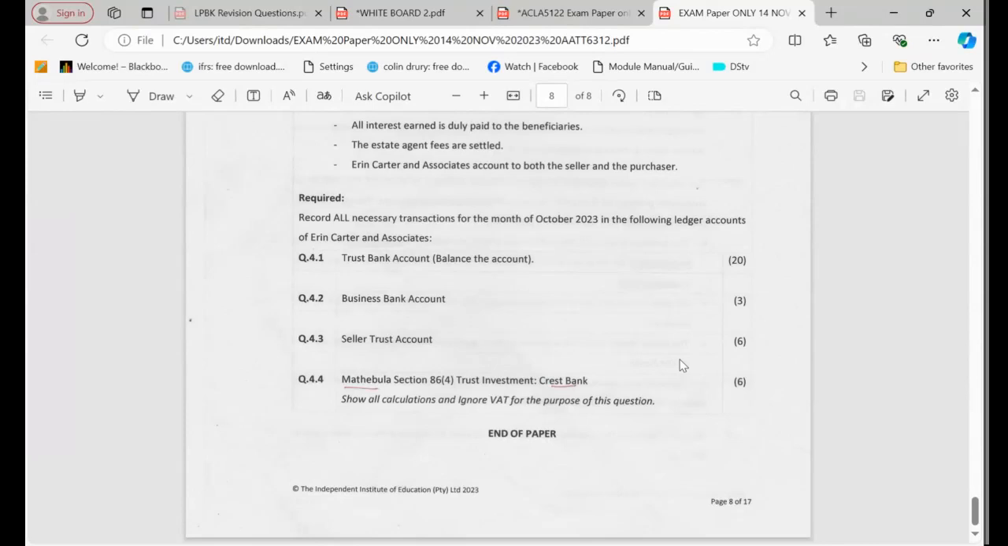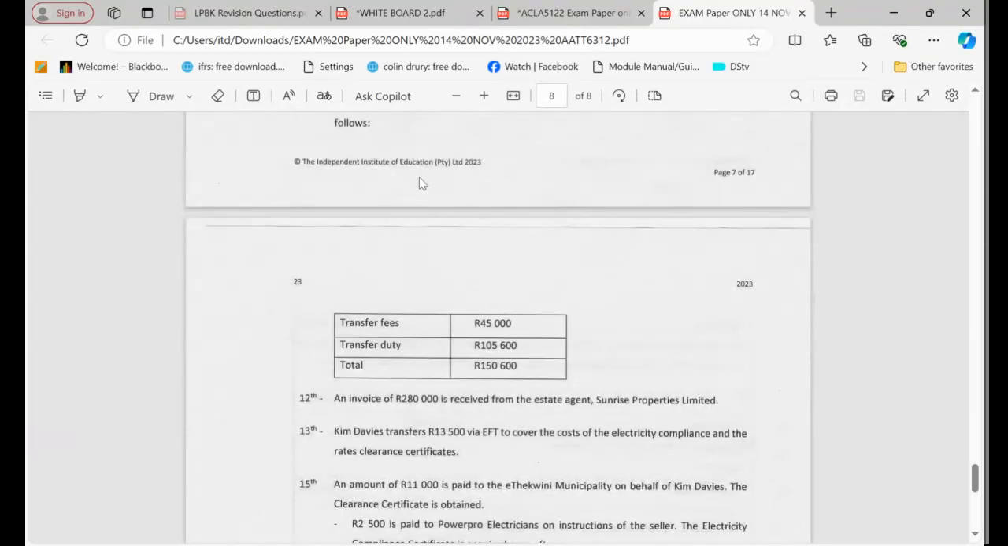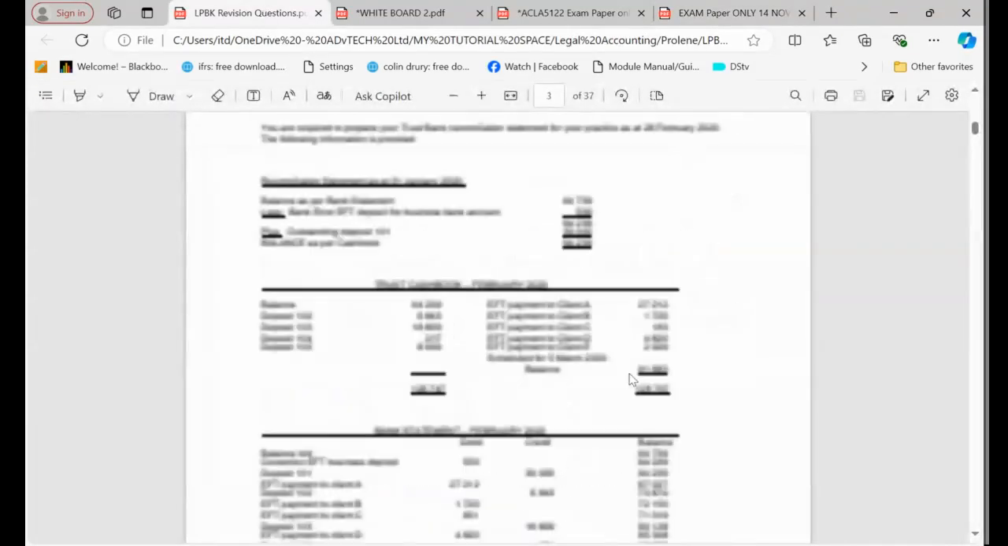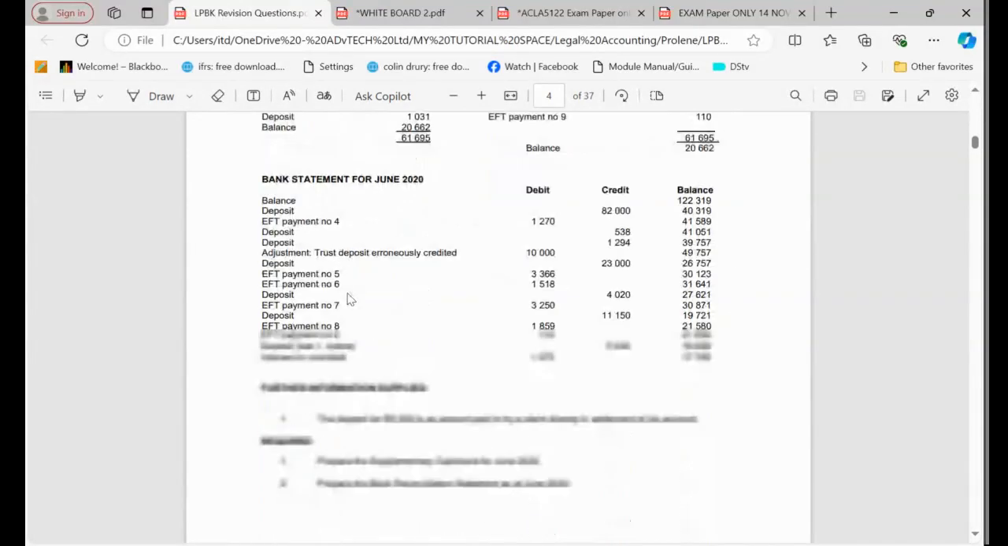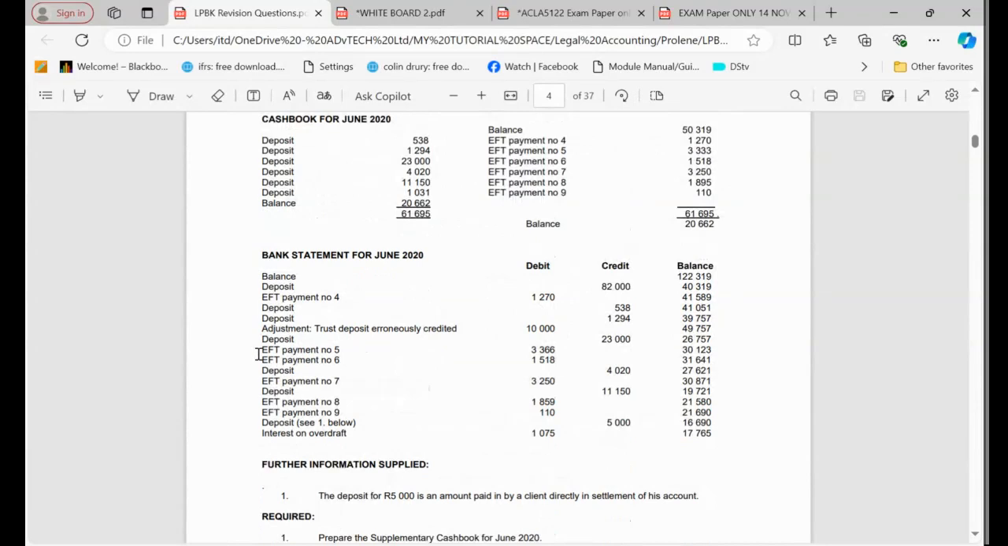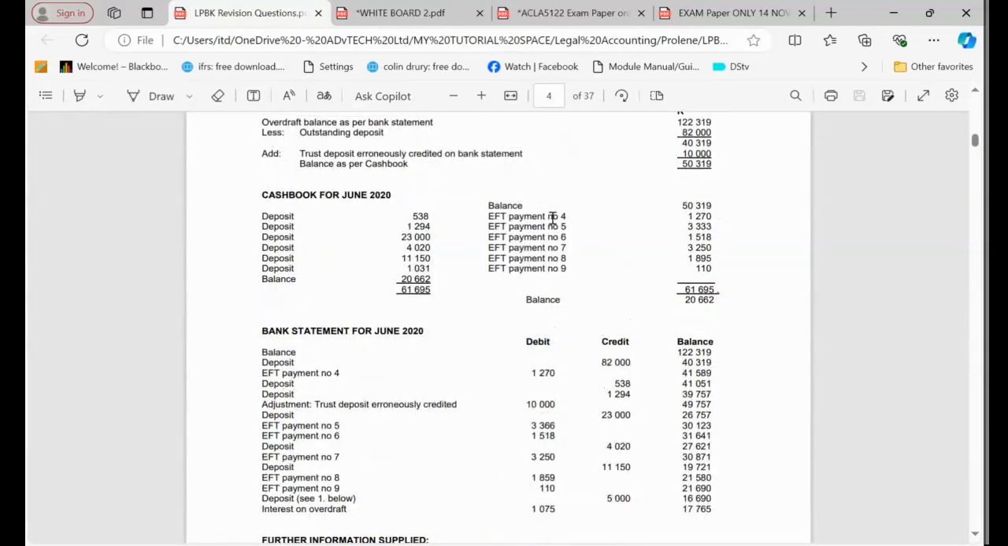So they would write EFT payments, something like this. Let me show you here. They can give you the cash book and a bank statement like this, and the cash book like this, and you have to find those outstanding items yourself. It's very rare, but you never know.